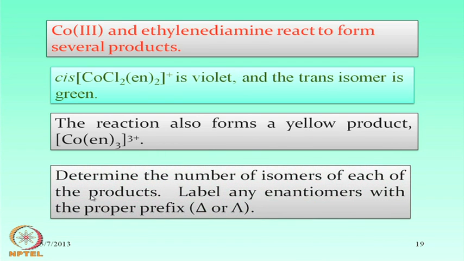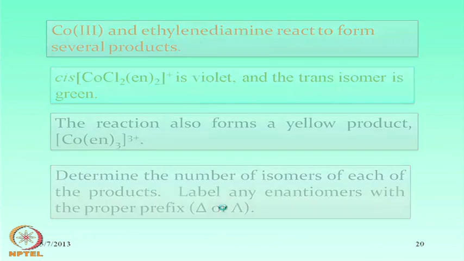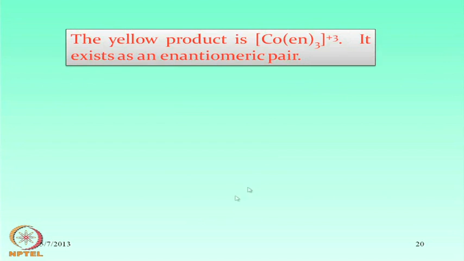So, if we ask now the question that if these two are reacting competitively, the chloride and the ethylene diamine, how can we determine the number of isomers of each of the products? That means, we have the violet product, we have the green product, and also we have the yellow product. And how can we identify them and label any enantiomers with the proper prefix, that means the delta or the lambda prefix for the corresponding orientation related to their threefold axis. So, the yellow product is definitely the corresponding Co(en)3 3+.